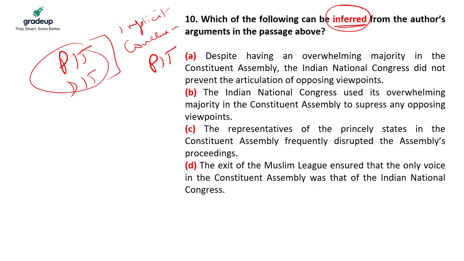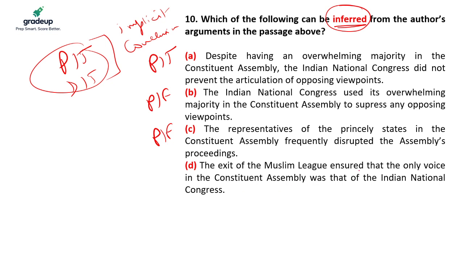Let's look at the second one. The Indian National Congress used its overwhelming majority in the Constituent Assembly to suppress any viewpoints. Now, this cannot be. This is probably false, because the Constituent Assembly was successful. Third, the representatives of the princely states in the Constituent Assembly frequently disrupted the Assembly's proceedings. This is also probably false, because ultimately the Constituent Assembly was successful.